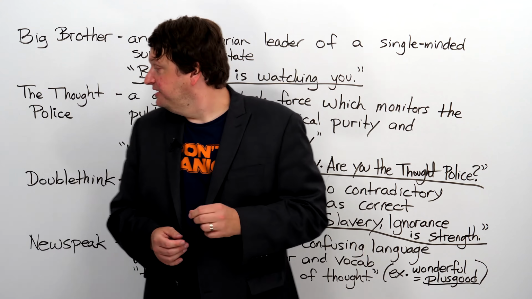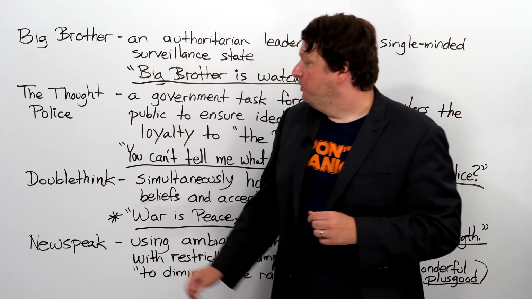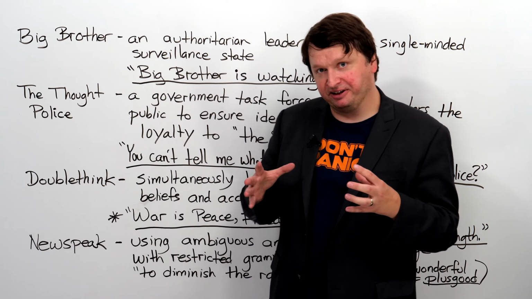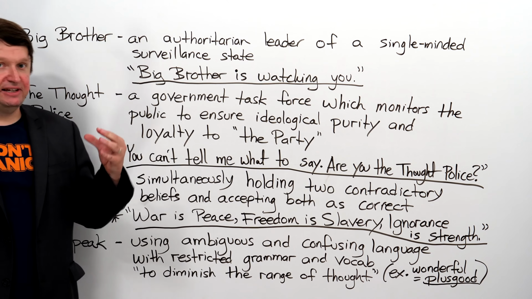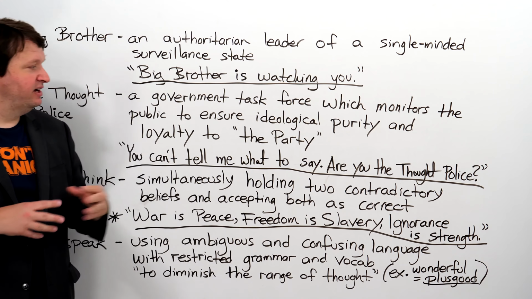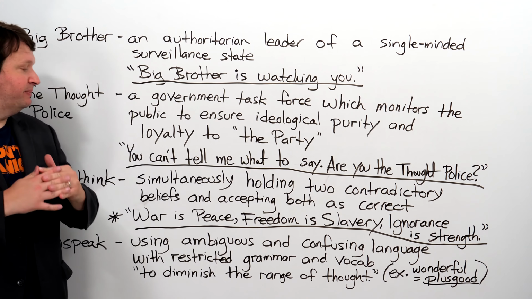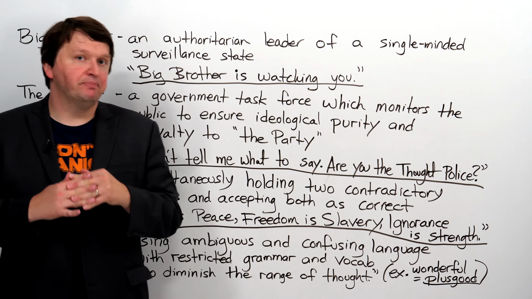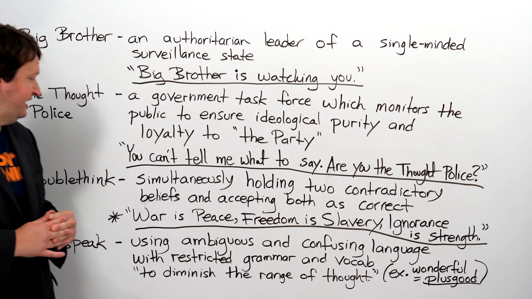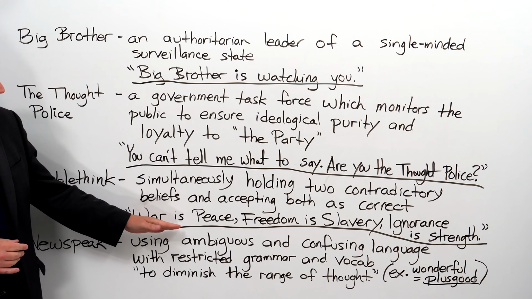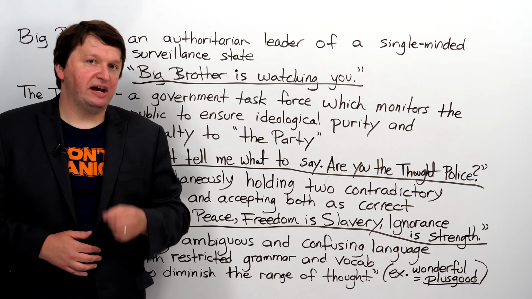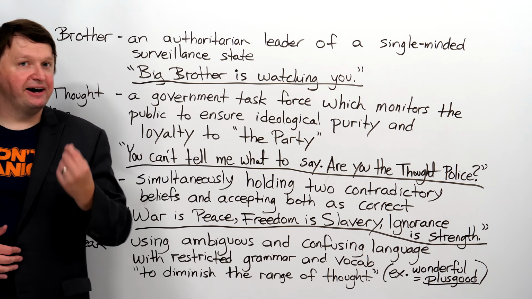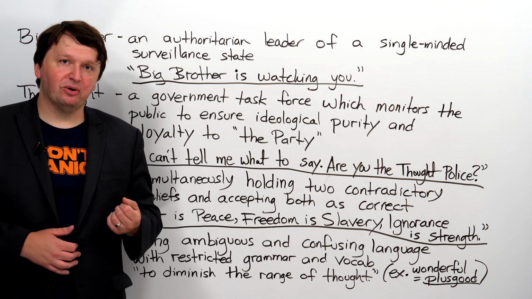Next. So one of the concepts that George Orwell invented in the book, this is a word he created, is doublethink. Now, doublethink means that you can simultaneously, which means at the same time, hold two contradictory beliefs, and you can accept both as correct, okay? So war is peace, freedom is slavery, ignorance is strength. This is the motto of the party in 1984, right?